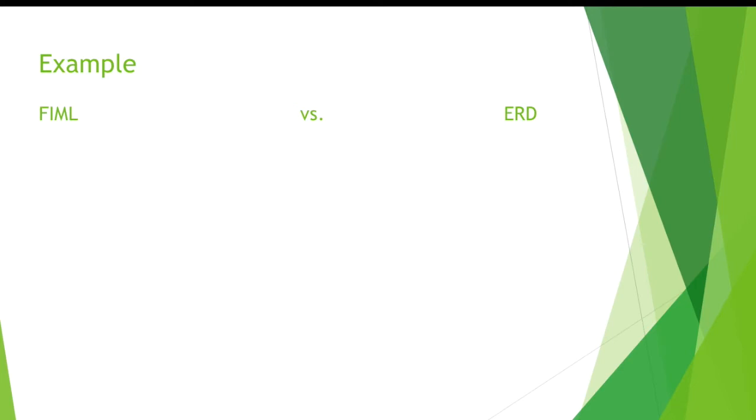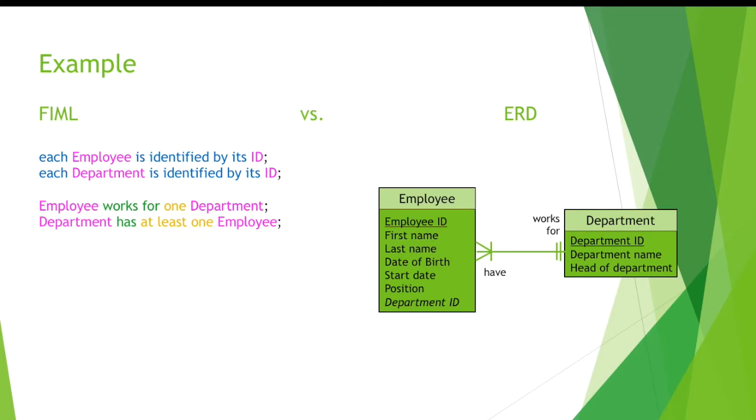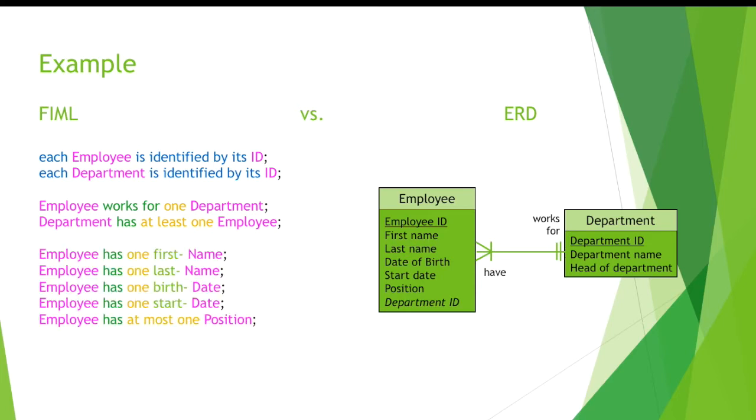Now we want to look at a little example and compare FIML and ERD. When we look at the ERD, we have an employee who must work for one department and a department who must have 1 or many employees. When we create the FIML model, we first identify the entities, again by its ID, by saying its ID creates the actual employee ID and department ID. Then identify the fact types, where employee works for one department and department has at least 1 employee. So we have the quantifiers in here, and this relationship is equivalent to the relationship in ERD. And then define the roles that employee and department play in the fact types. And in ERD, those are not roles, but written as attributes.